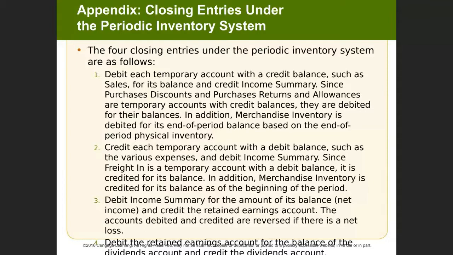Debit the income summary for the amount of its balance, net income, and credit the retained earnings account. The accounts debited and credited are reversed if there is a net loss, the same as the other one. If there's a net loss, you'd credit the income summary and debit the retained earnings account. And then finally, debit the retained earnings account for the balance of the dividends account and credit the dividends account.